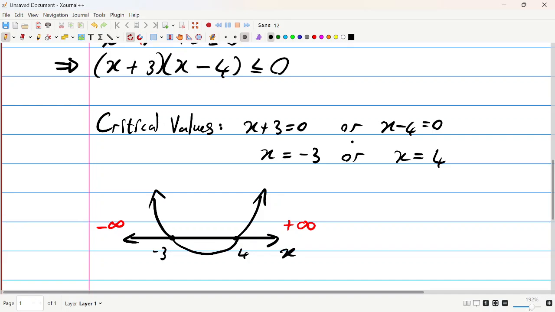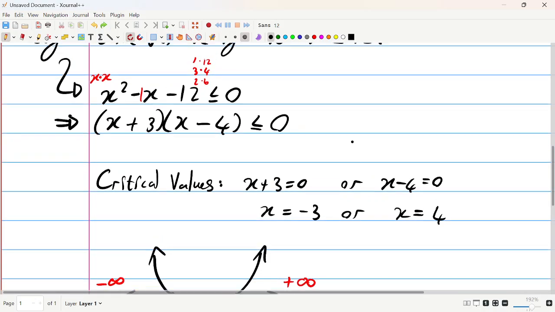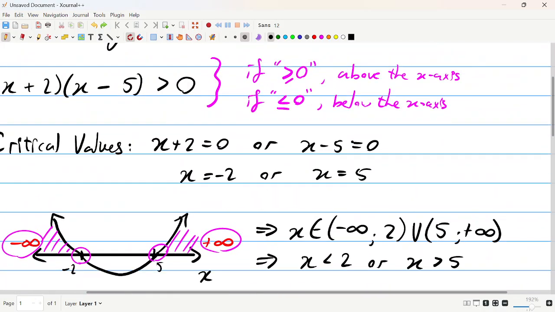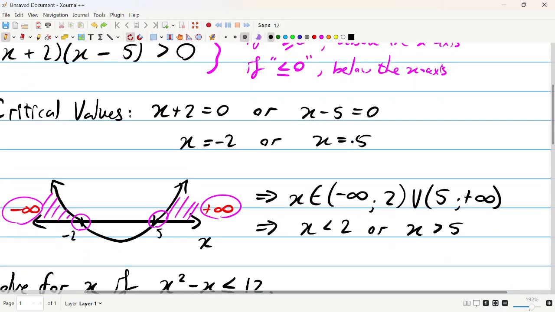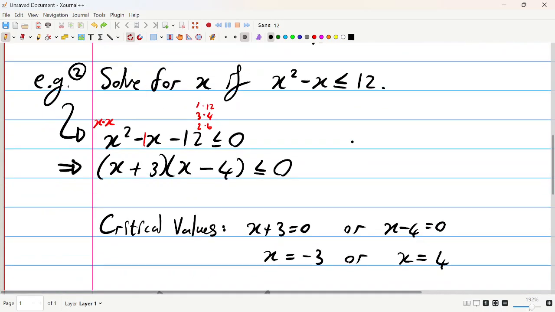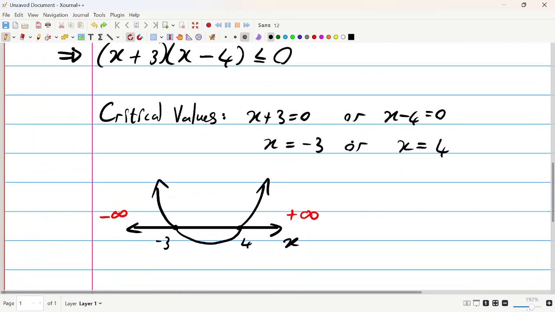So what do we notice about this? We're saying that these two brackets are less than or equal to 0. What did we say in the last one? In the last one, we said if it is greater or equal to 0, or if it's greater than 0, it's above the x-axis, but if it's less than, or less than or equal to, it'll be below the x-axis. And what do we notice here? It is less than or equal to 0. So therefore it's below the x-axis, meaning we need to work from the point negative 3 until 4. Notice that from negative 3 until 4, it is below the x-axis for the parabola.